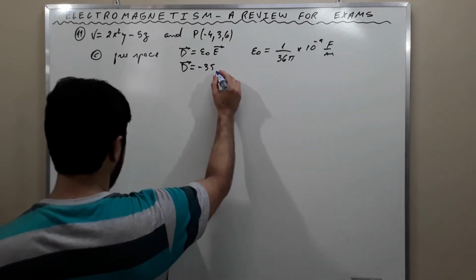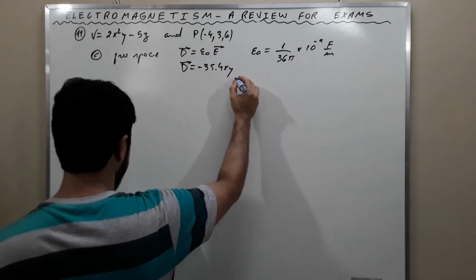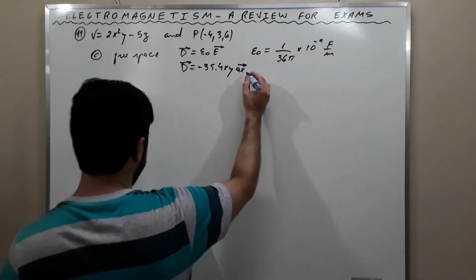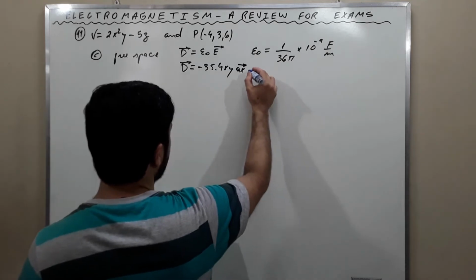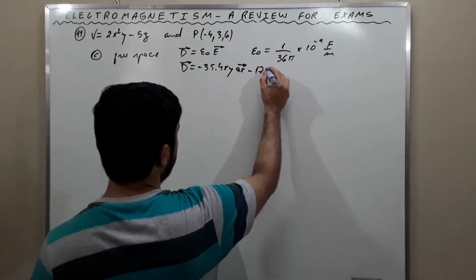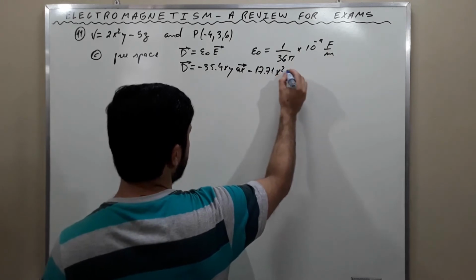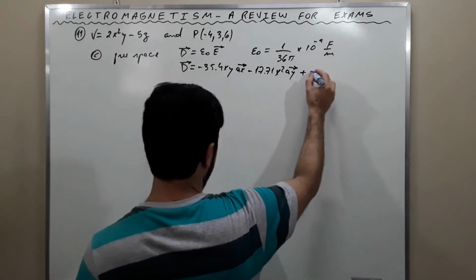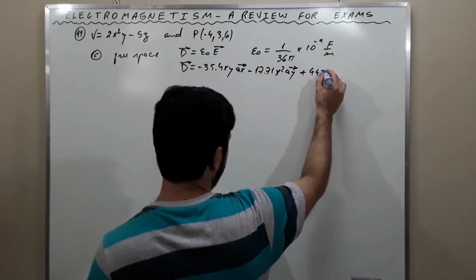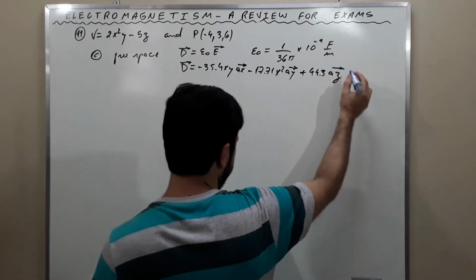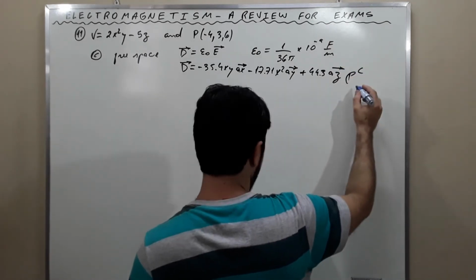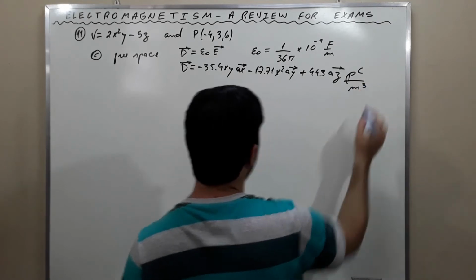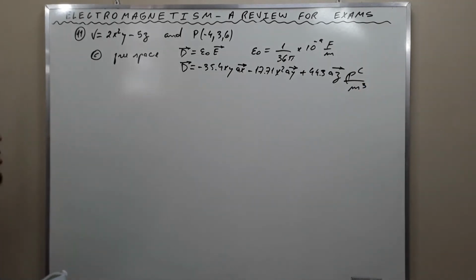negative 35.4 xy in the ax direction, minus 17.71 x squared in the ay direction, plus 44.3 in the az direction, picocoulombs per meter squared. So this is D, the electric flux density.